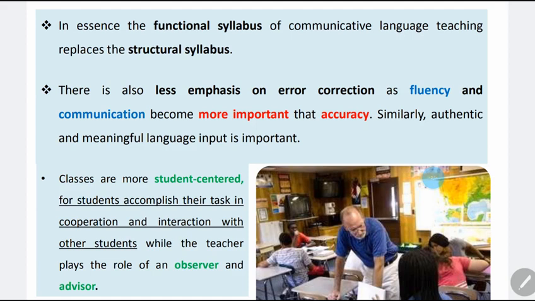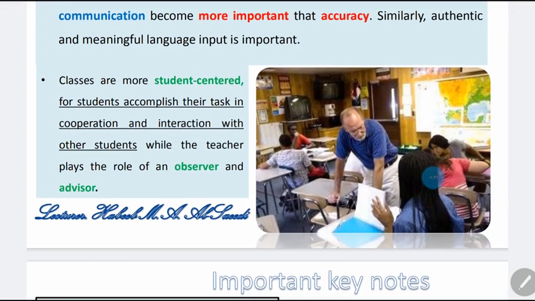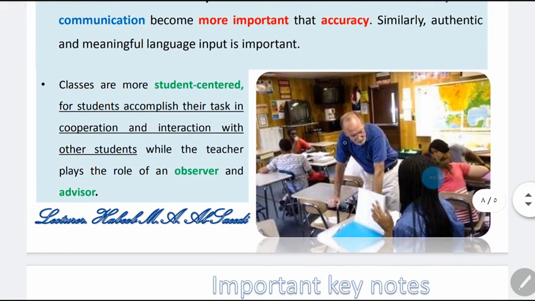There is less emphasis on error correction in this method. Why? Because fluency and communication are more important than accuracy. Okay, here it's "than" and not "that": more important than accuracy. Classes are more student-centered. Students accomplish their tasks in cooperation and interaction with the other students. Because they work in groups, the teacher will divide the class into small groups of 4 or 5 students, and they work together, so they achieve their task by cooperating and interacting in the target language with other students.